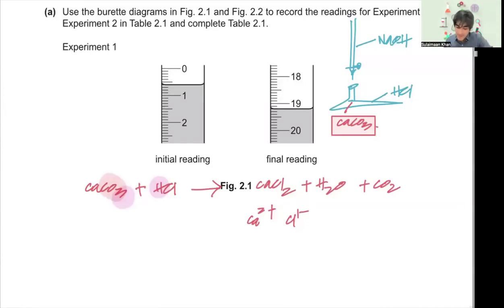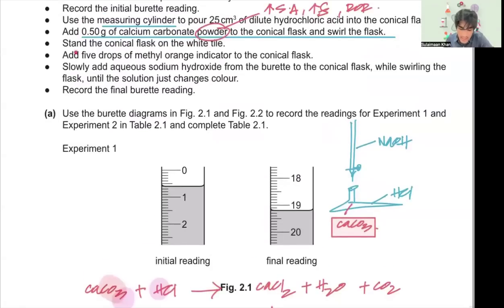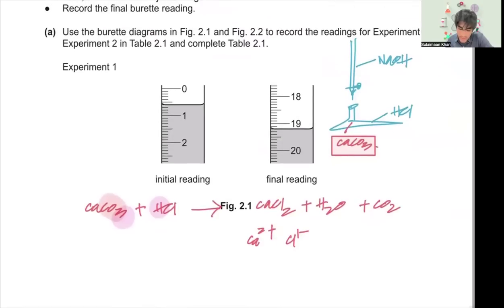That's awesome. Yeah. So realize this thing. Okay. He stands the conical flask on a white tile. We know the reasons for that. Slowly add sodium hydroxide. You are swirling the flask. And that's what happens. So experiment 1. That's the initial. That's the final reading. Let's look into it.